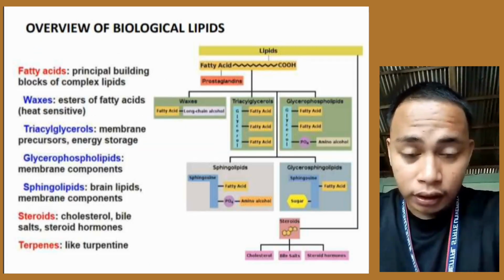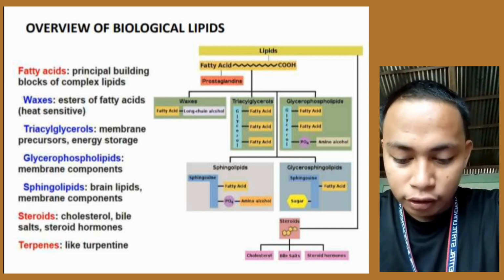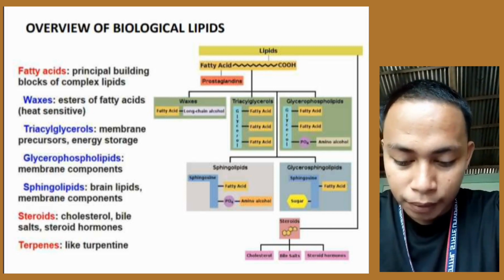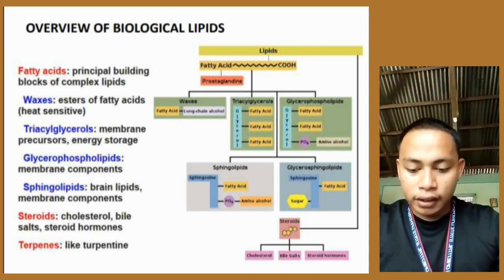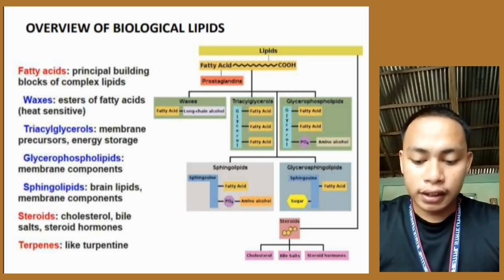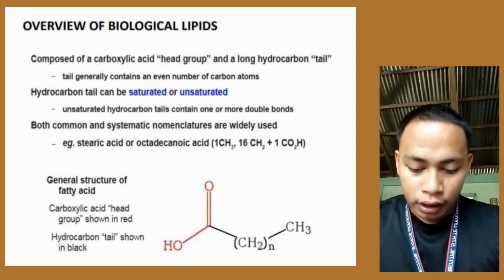Fatty acid is the principal building block of complex lipids. Waxes are esters of fatty acids, heat insensitive. Triacylglycerols are for membrane and energy storage. Glycerophospholipids are membrane components. Sphingolipids are brain lipids and membrane components. Steroids include cholesterol, bile salts, and steroid hormones. Terpenes are like turpentine. Fatty acids are composed of a carboxylic acid head group and a long hydrocarbon tail.